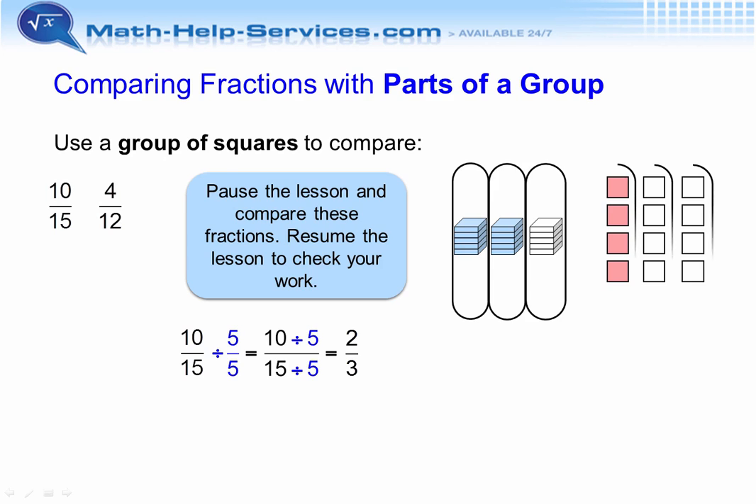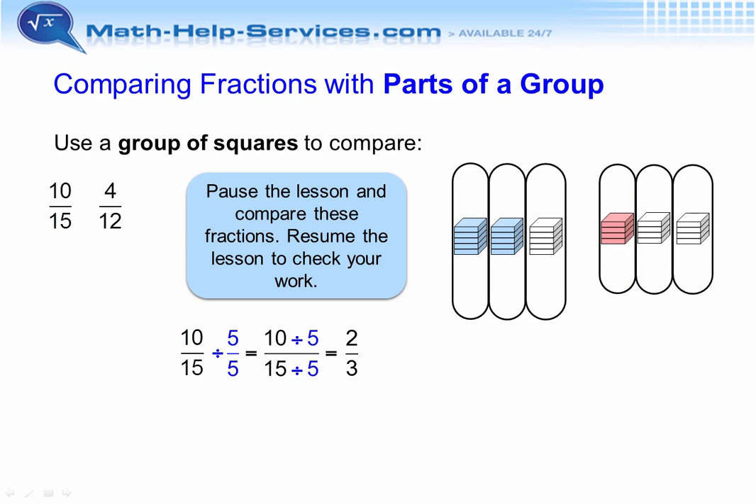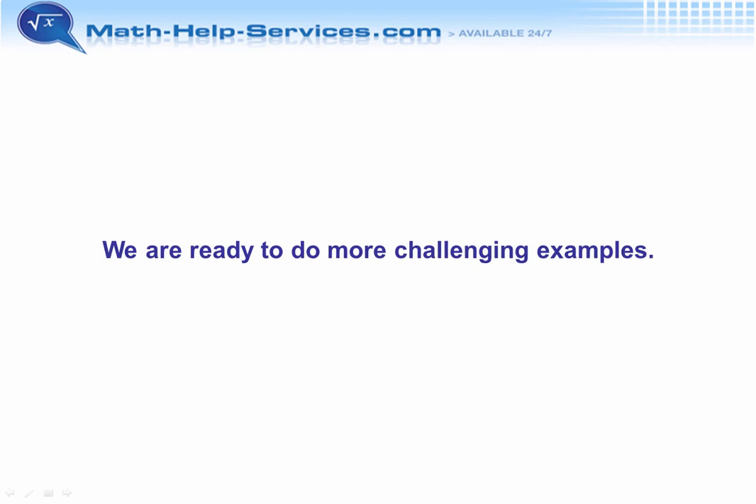In the second, we have 3 groups. And we have 4 in each group. So 4/12 divided by 4/4 is 1/3. Now we compare. Since the denominators are the same, notice 2 is greater than 1, so 2/3 is greater than 1/3. Therefore, 10/15 is greater than 4/12. Alright, now we're ready to do more challenging examples.